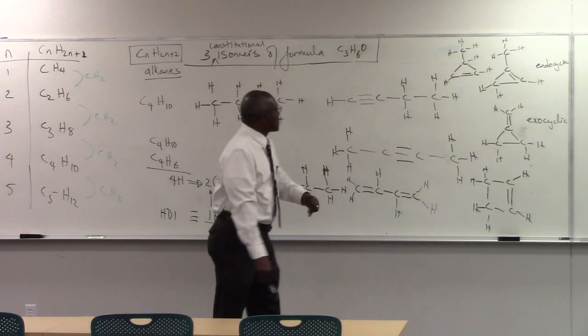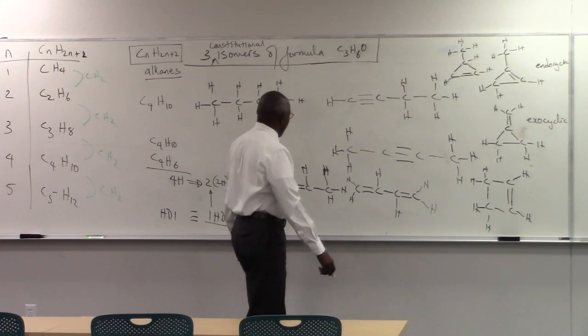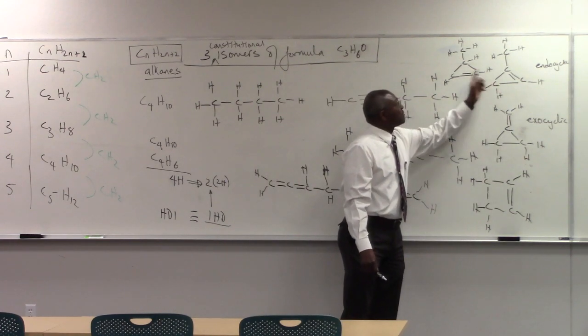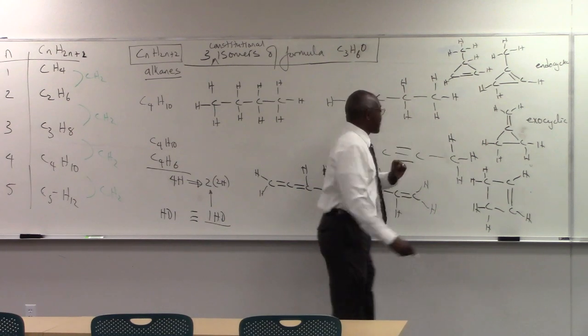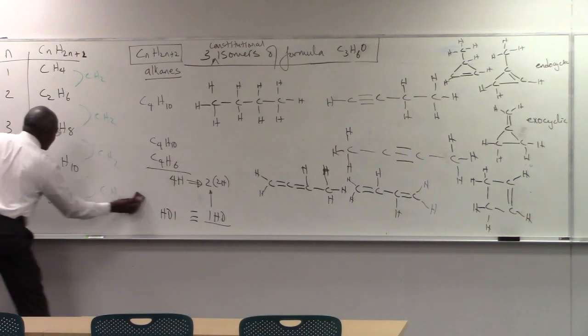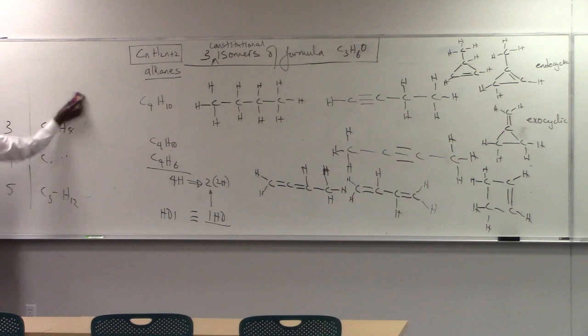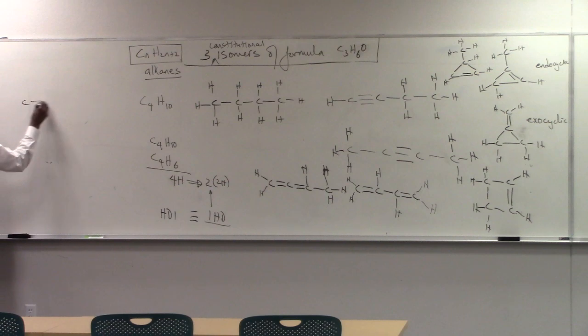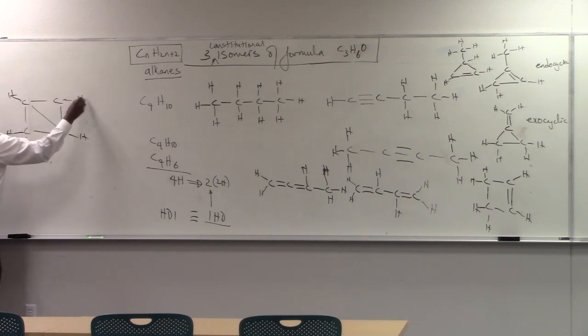So with 2 HDIs, I can have a triple bond, 2 double bonds, a ring and a double bond, or I could have 2 rings. So why don't we try something like this? Let's do a C4 system with 2 rings, and pretty much the only way we can get that done is 1 ring, 2 rings. Complete the valences. 1, 2, 3, 4, 5, 6.